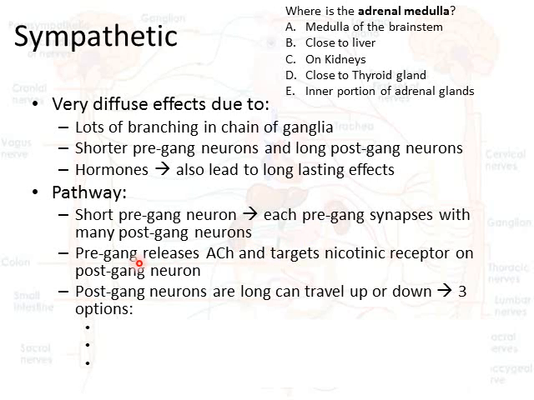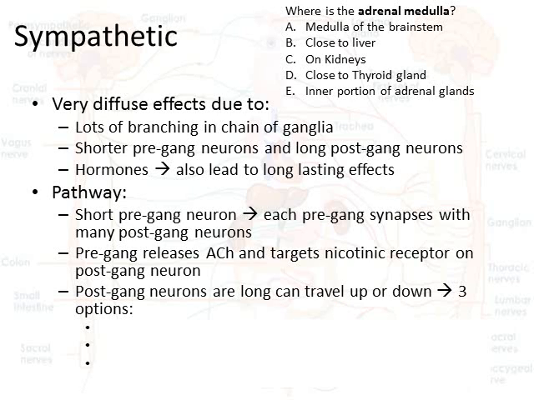Within this preganglionic synapse, the first neuron, the preganglionic neuron, is going to release acetylcholine, and that targets a nicotinic receptor on these postganglionic neurons. Okay, and then the postganglionic neurons are very long, and they can travel up or down all over the body.